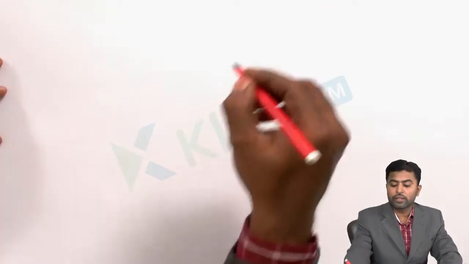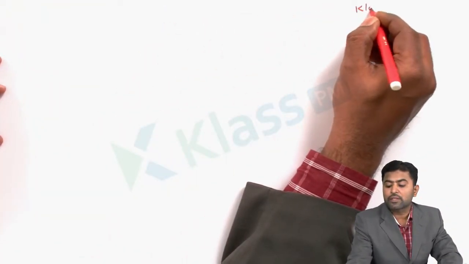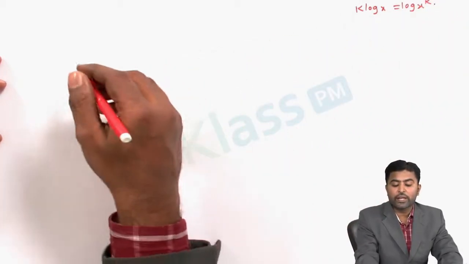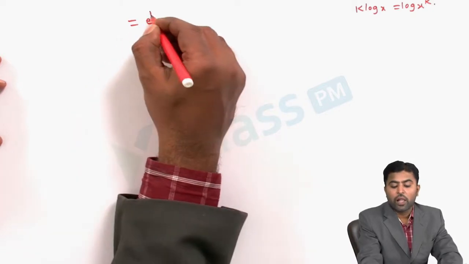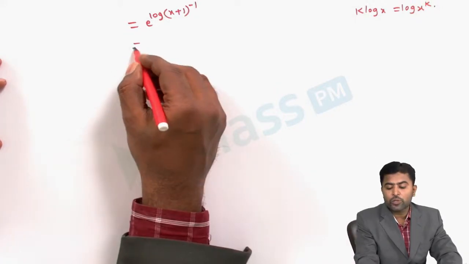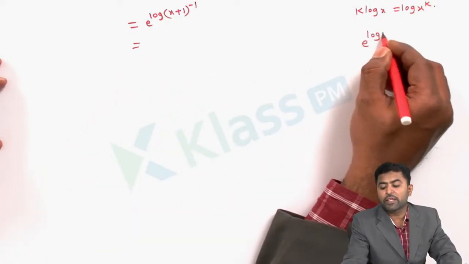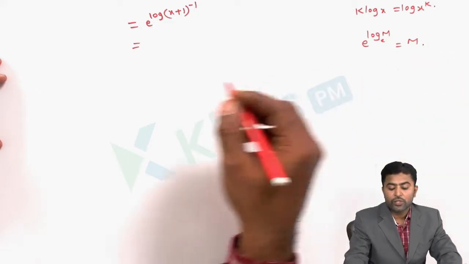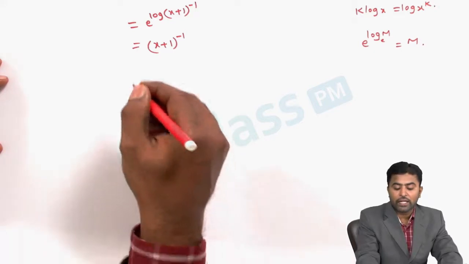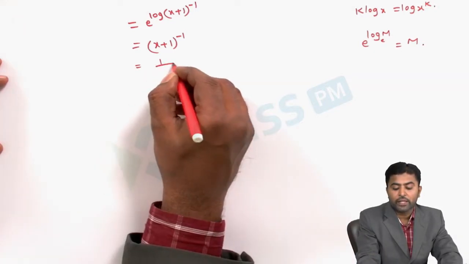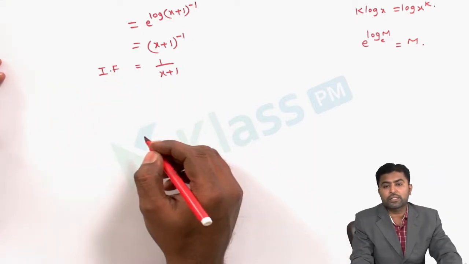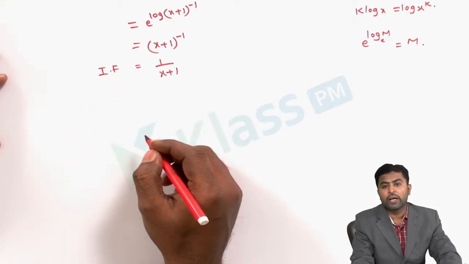We know that k log x is equal to log x power k. So we can write this as e power log of (x plus 1) whole power minus 1. And we also know that e power log m, base e, is m. So this becomes (x plus 1) whole power minus 1, and we can write this as 1 by x plus 1. Therefore, the integrating factor for this given differential equation is 1 by x plus 1.